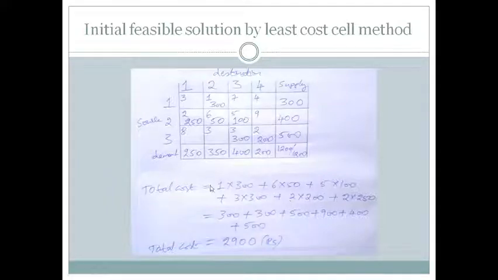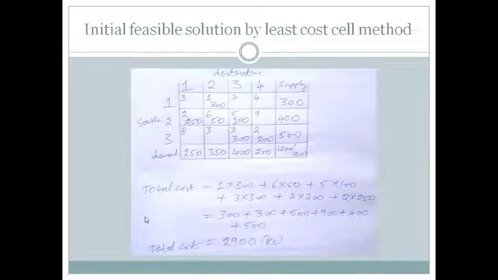For the same problem, compared to the earlier northwest corner cell method, we have less cost. So it means the least cost cell method gives a more optimal, or better, solution than the northwest corner cell method for this problem.